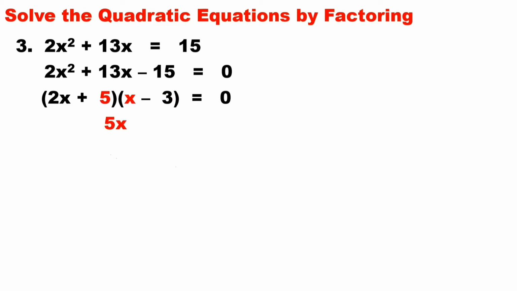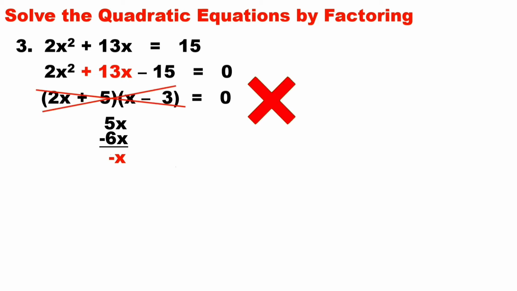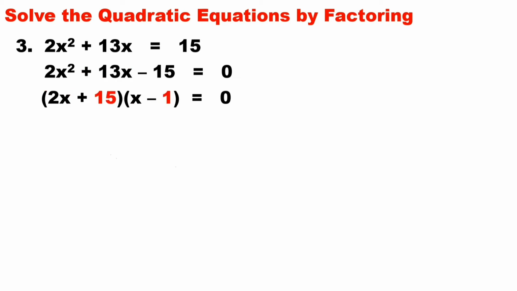5 times x is 5x, 2x times negative 3 is negative 6x, 5x minus 6x is negative x. Again, negative x did not match 13x, therefore the factor combinations are still not correct. Let us try also the other factors of 15, which are 15 times 1. 15 times x equals 15x, 2x times negative 1 is negative 2x, 15x minus 2x equals 13x. Since 13x matched the middle term, therefore the factor combinations quantity 2x plus 15 and quantity x minus 1 are now correct.